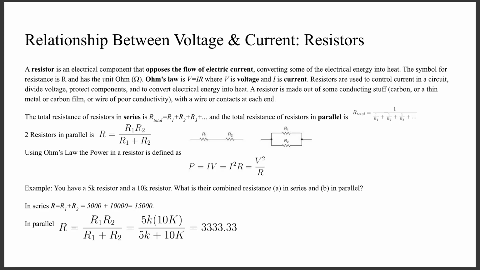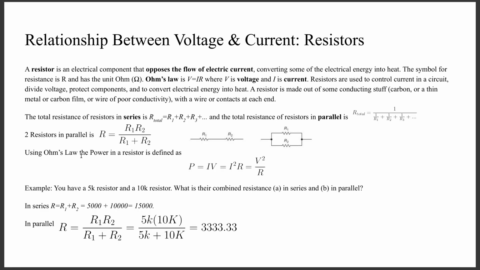A resistor is made out of some conducting material, such as carbon, thin metal, or carbon film, or a wire of poor conductivity, with a wire or contacts at each end. The total resistance of resistors in series is R total equal to R1 plus R2 plus R3, etc. And the total resistance of resistors in parallel is 1 over R total equal to 1 over R1 plus 1 over R2 plus 1 over R3, etc. For two resistors in parallel, R is equal to R1 R2 over R1 plus R2, like this.